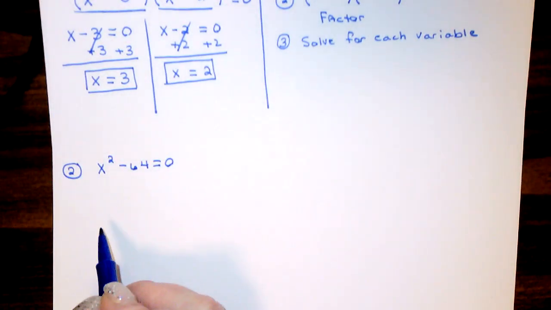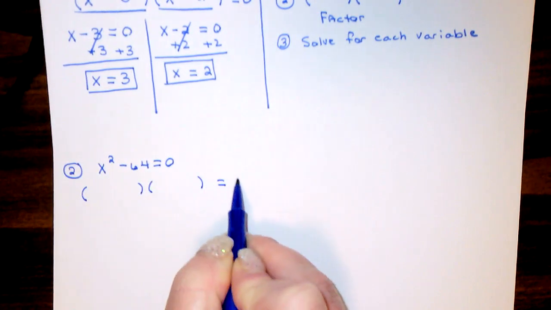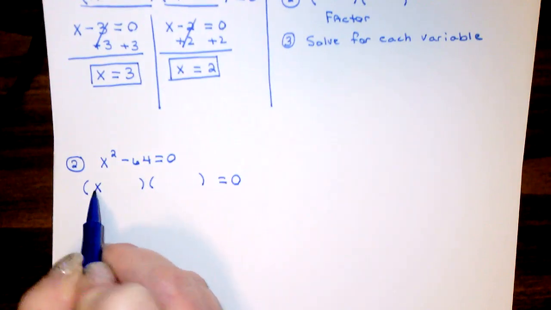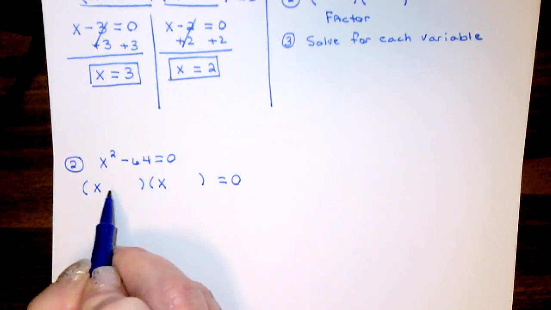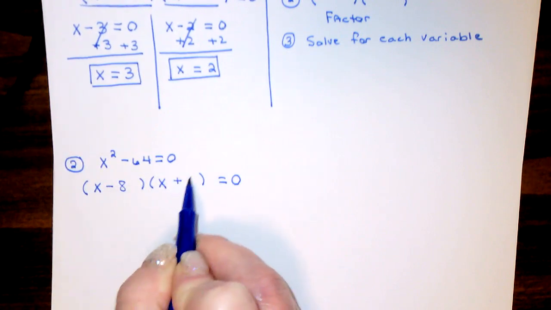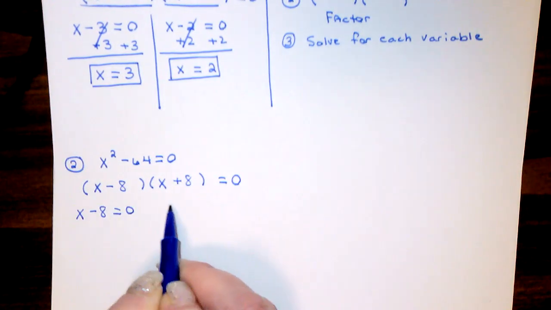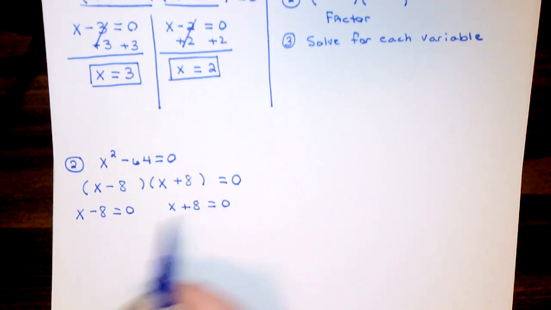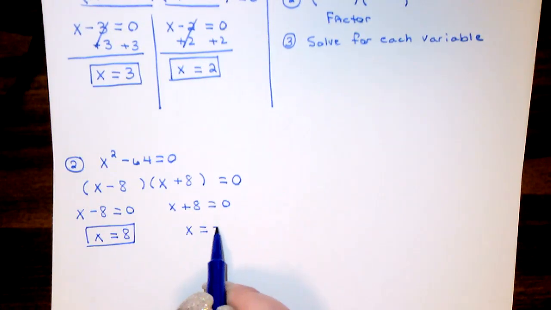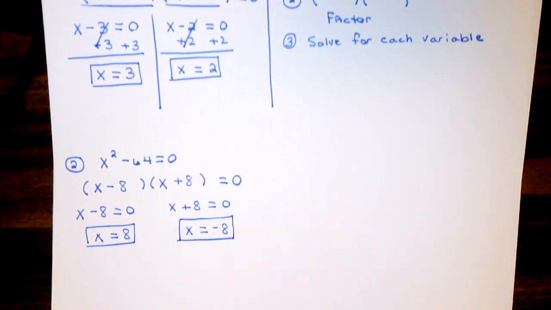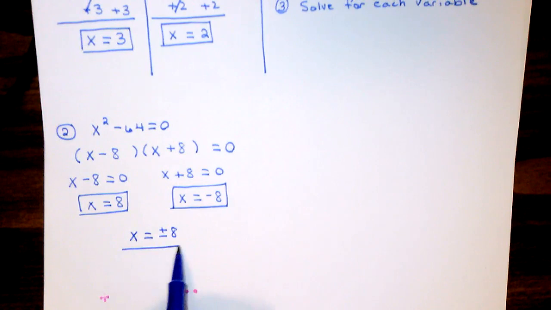Okay, this one would be considered a difference of 2 squares because it is 2 terms. So when you have the 2 terms, think about your conjugates. So what's going to multiply to be negative 64 and add to be nothing would be negative 8 and positive 8. So then you're ready to solve by setting those equal to 0. So x would be 8 and x would be negative 8. And you might also see that answer written as x equals plus or minus 8.